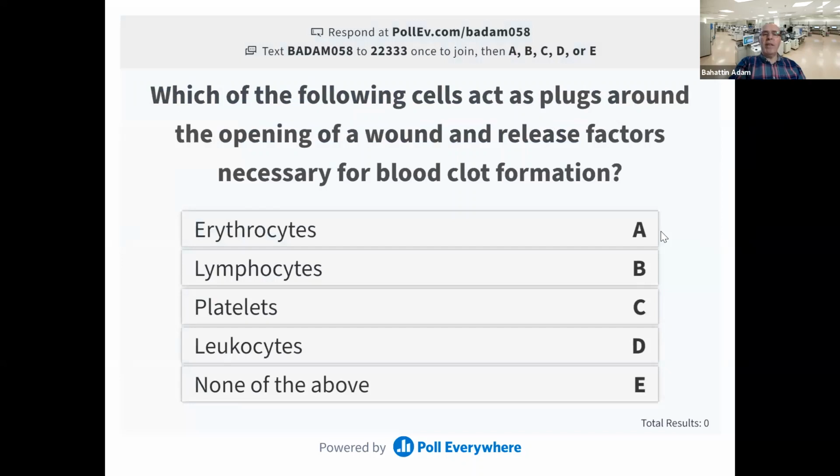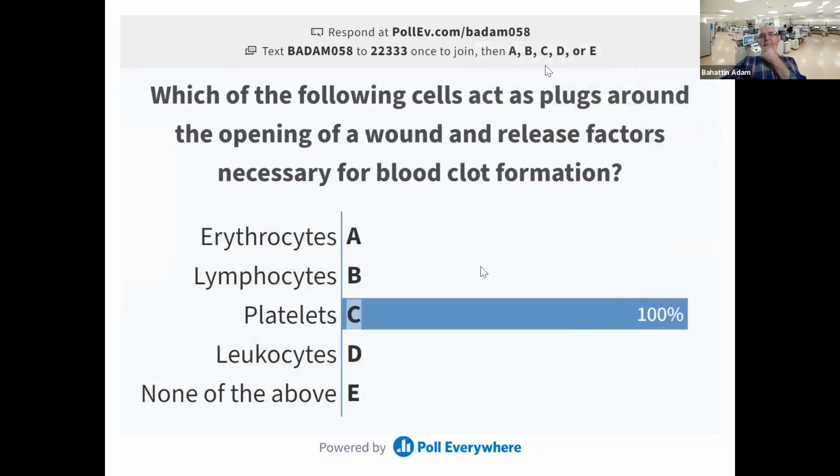Okay, which of the following cells act as a plug around the opening of the wound and release factors necessary for blood clot formation? Almost the same question, right? And the answer is the same. Thank you. See, okay, platelets is the correct answer.